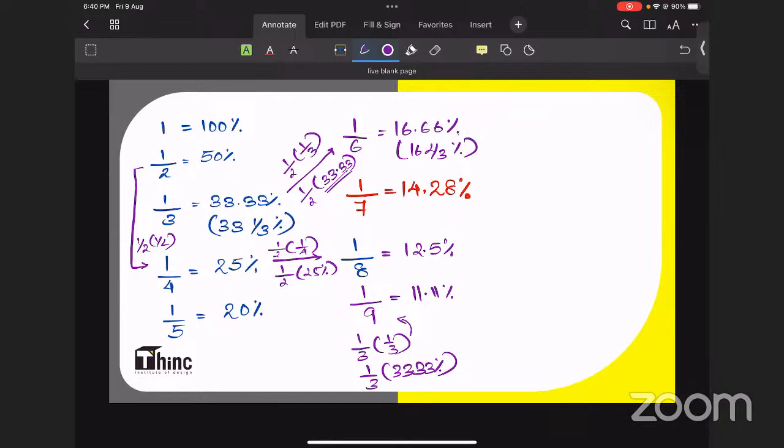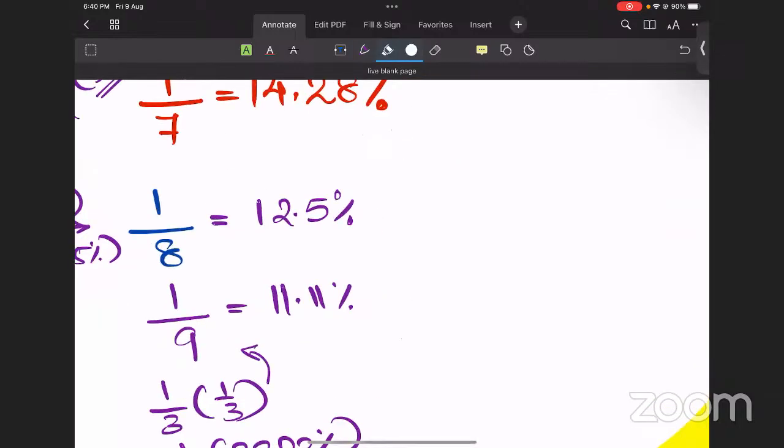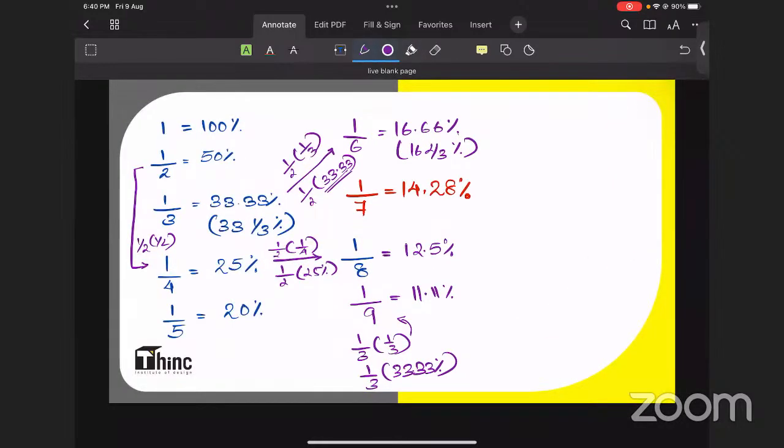And finally, 1 by 10. Just remove the last zero. For 10% or 1 by 10, just remove one decimal point. That's enough. So just take a screenshot of these things and paste it somewhere in your room after taking a printout or copying it, because it is the key of this particular chapter.